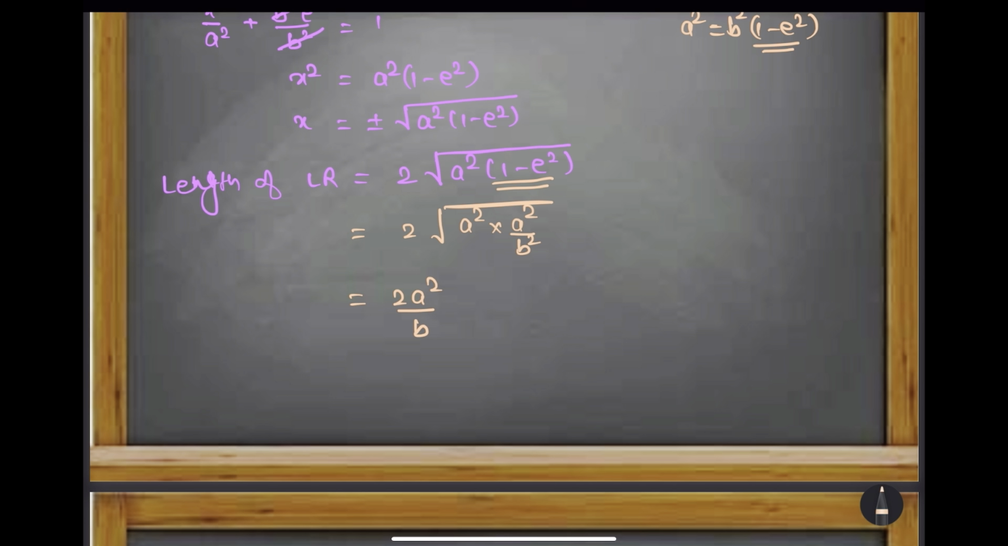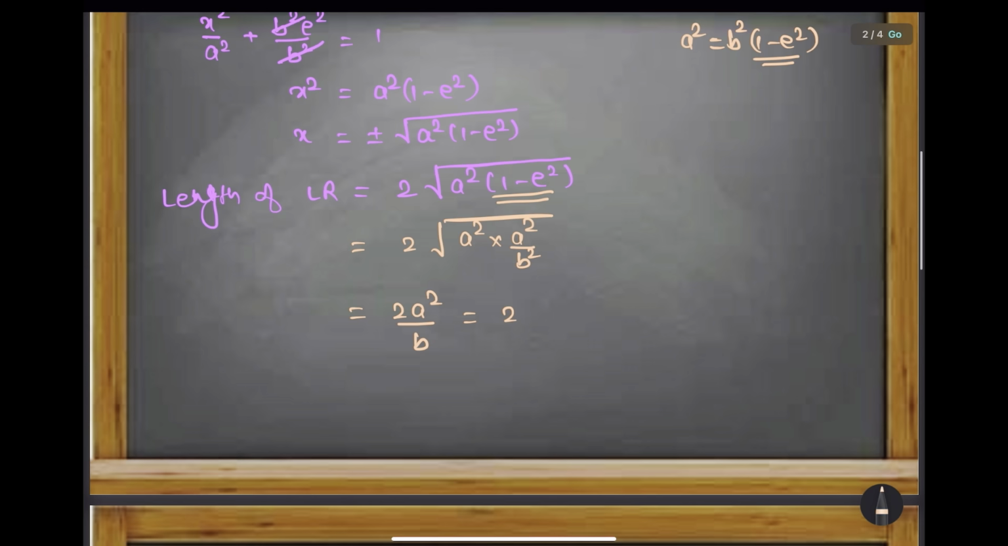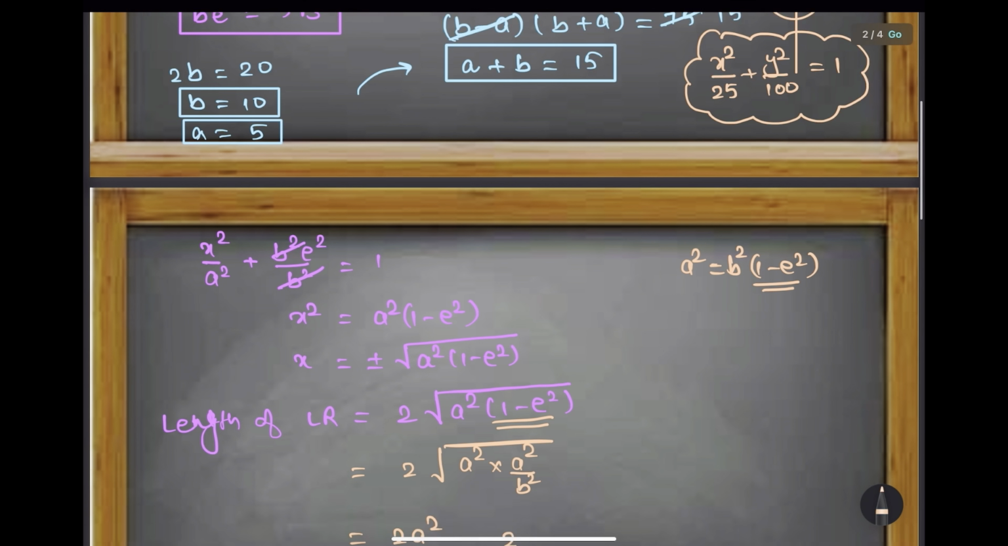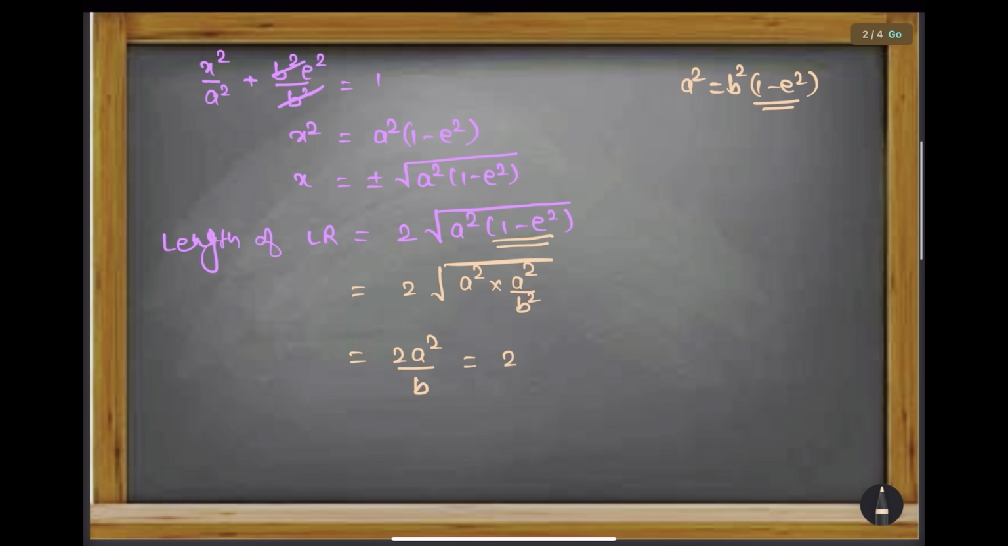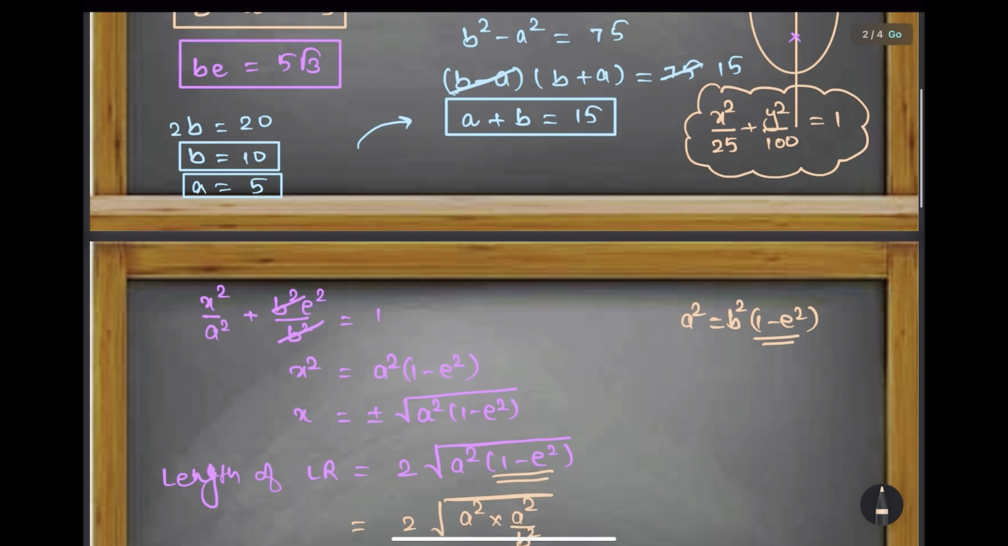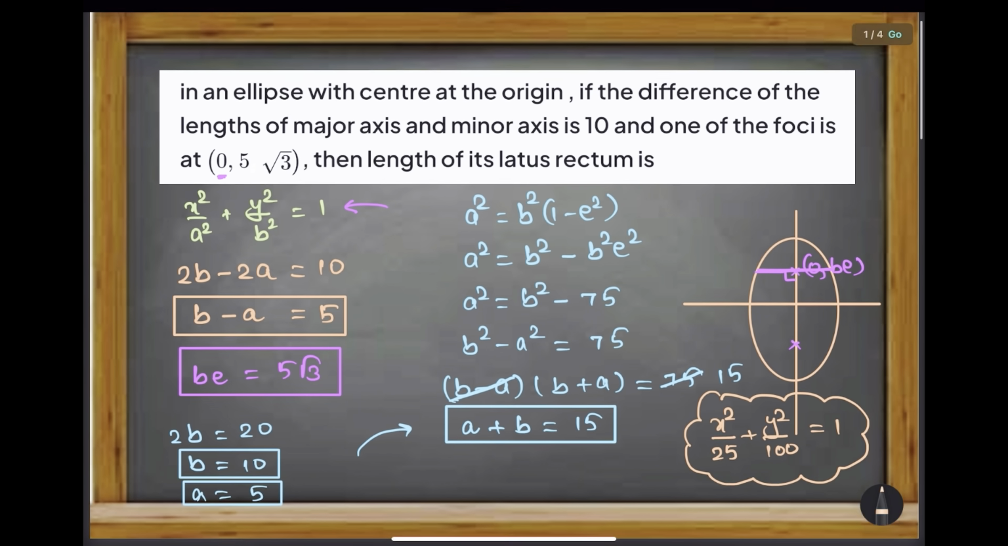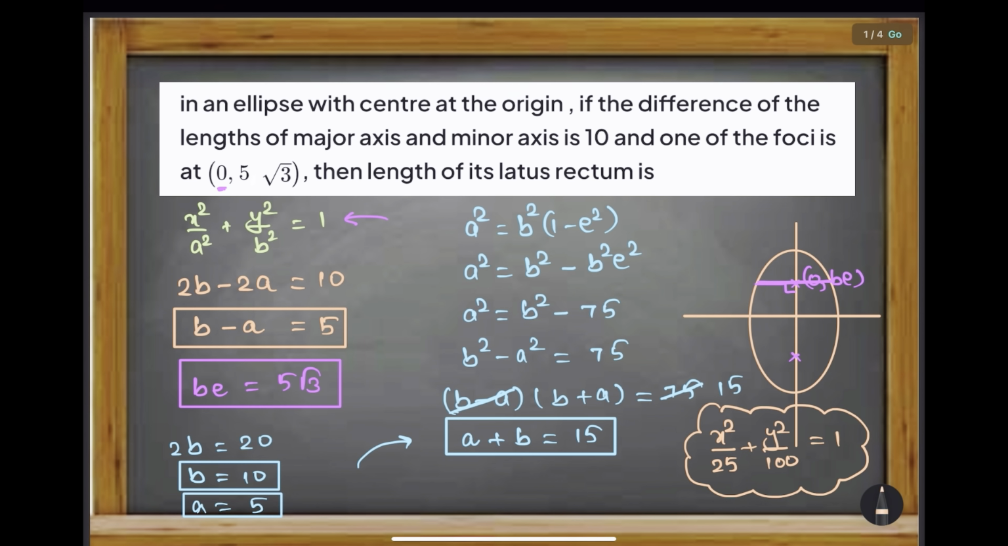Okay, so who is a? A is 5. So a square is 25, right? And who is b? B is 10. So this thing is gone. So you got 5. So the length of latus rectum is 5 units. I hope you are comfortable with the approach. Okay, the idea is clear now.